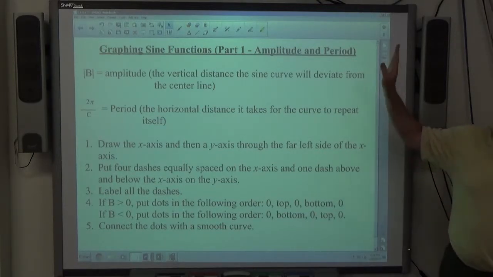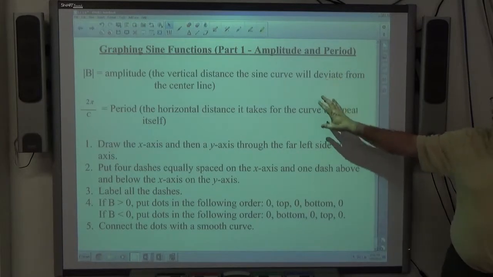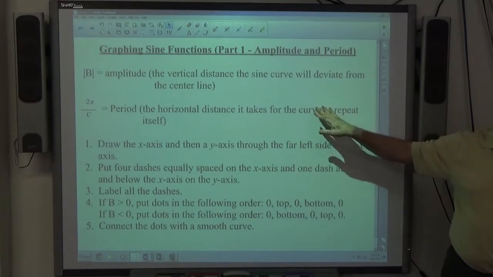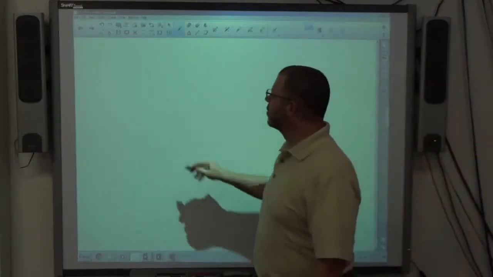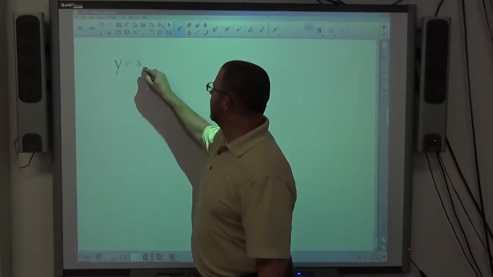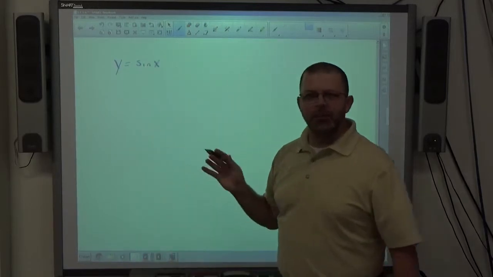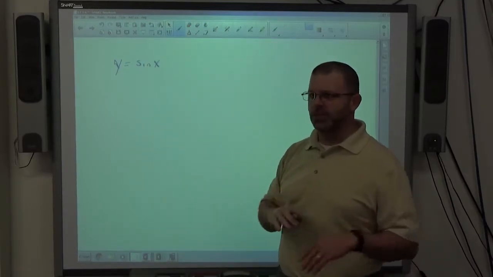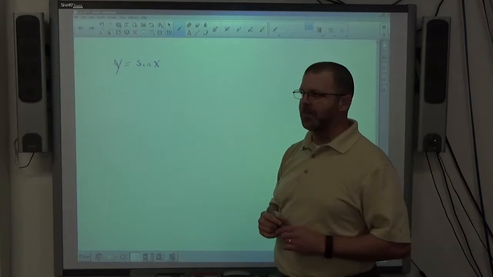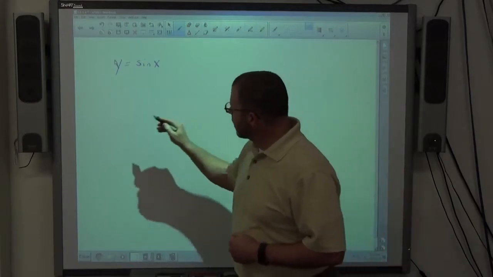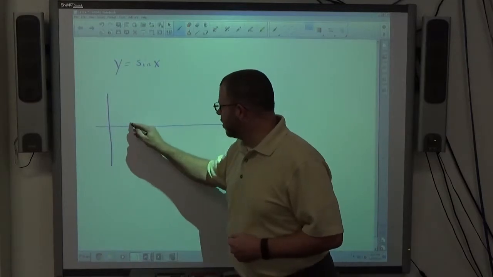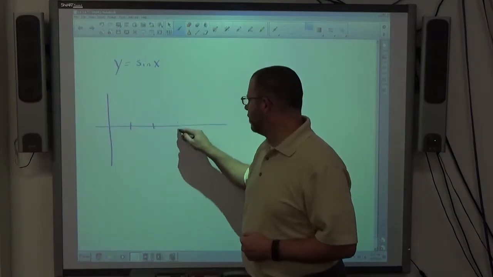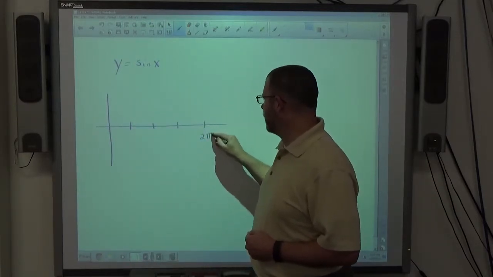So anyway, the two things we're going to focus on today are amplitude and period. For the sine graph itself, we just take a look at a basic sine graph, y equals sine of x. And we're going to be graphing in radians, just to be consistent all the way through. The normal sine graph starts at 0, goes to pi over 2, pi, 3 pi over 2, and 2 pi to make one full period.